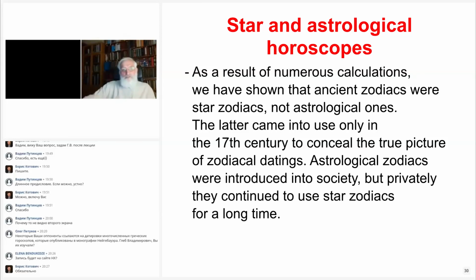They essentially prohibited the calculation of dates based on zodiacs, transforming them from star to astrological. Modern astrological theory dates back to the 17th century and was created solely for confusion.